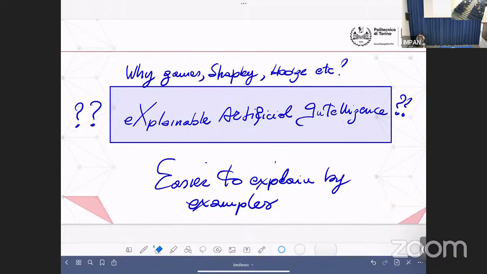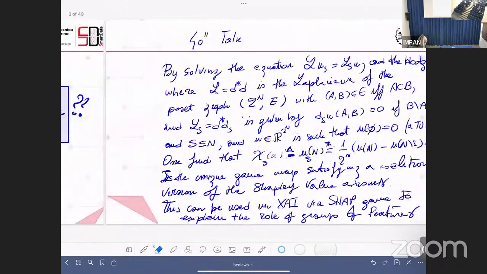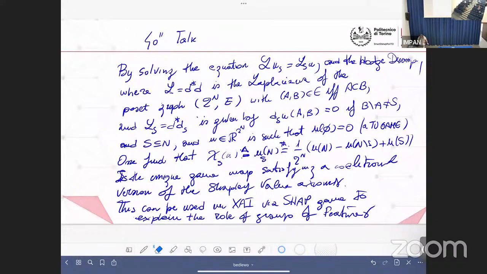These things are easier to explain by example, but I have also prepared a 40-second talk. So if you are in a hurry, I will do this and then we go. So here is really what we will do. We solve an equation in terms of Laplacians over a graph, which is the power set graph of the subsets of a fixed set. Most of the things here are about semantics more than calculation, because it's the meaning of the things, not what you calculate.